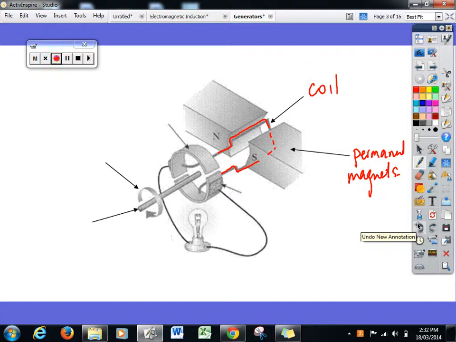Now, there's two arrows here. The whole thing is a split ring commutator, but this part here is just pointing to part of that commutator called the split ring. So that's the split ring there. And this one here is pointing to the connection. It's the brush. Yeah. Okay. Together, the brush and split ring become the split ring commutator.